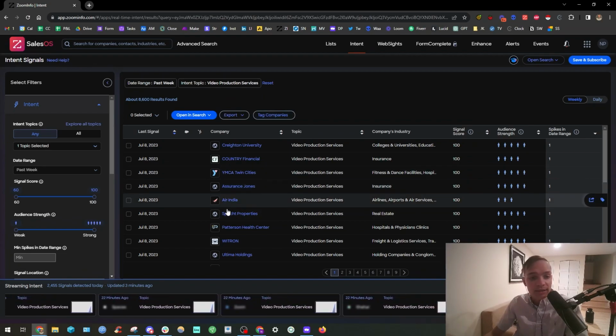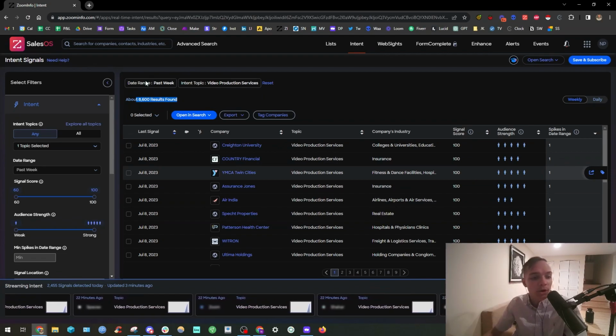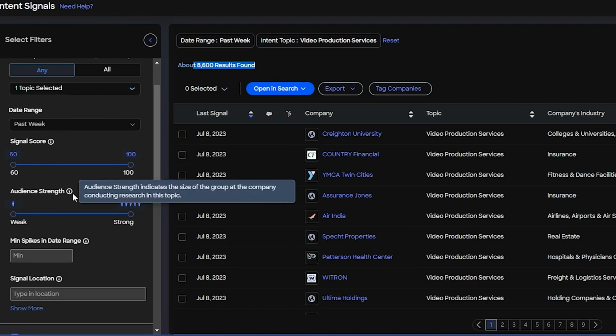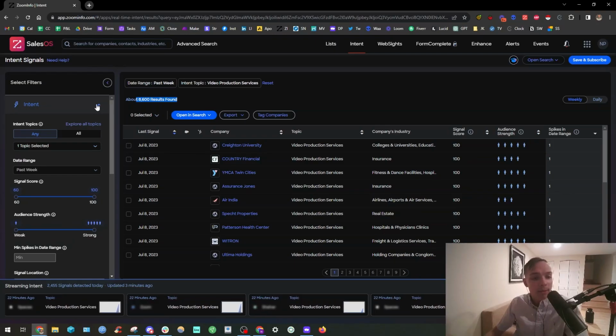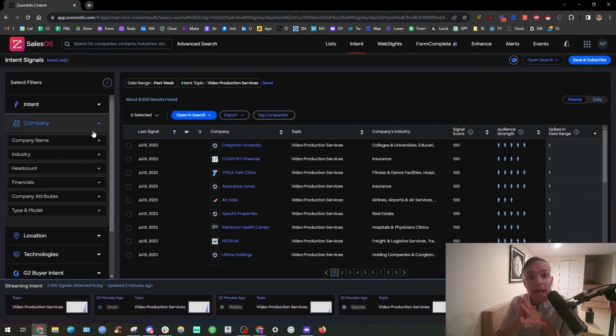So this is just a list of companies. In the past week, there's 8,600 companies that are looking up video production services. And then you could also spike it based on the signal score. So this is how often people are looking it up. And then also the audience strength, how many people at that specific company are looking it up. So I'm just going to leave that bare for now. And then we could get very granular into who we actually want to reach out to.